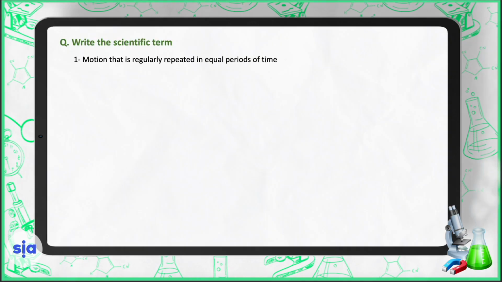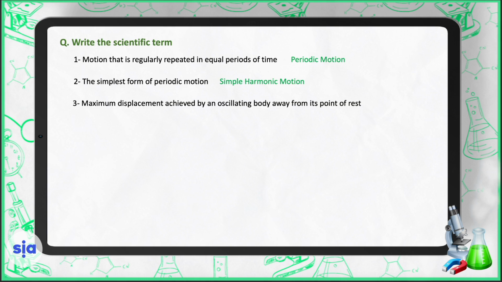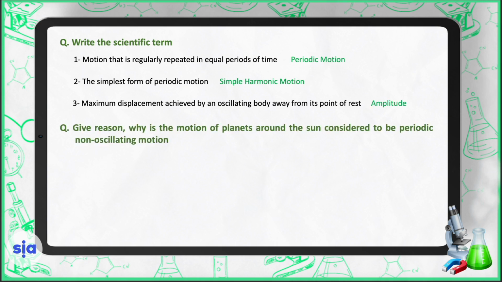Now it's time for questions. Write the scientific term. Motion that is regularly repeated in equal periods of time: periodic motion. The simplest form of periodic motion: simple harmonic motion. Maximum displacement achieved by an oscillating body away from its point of rest: amplitude.